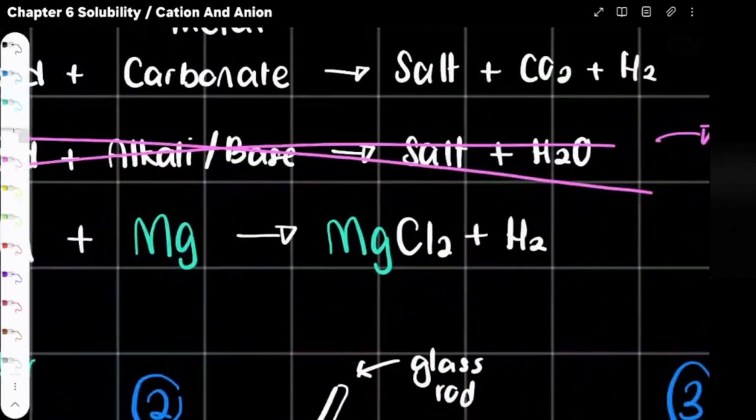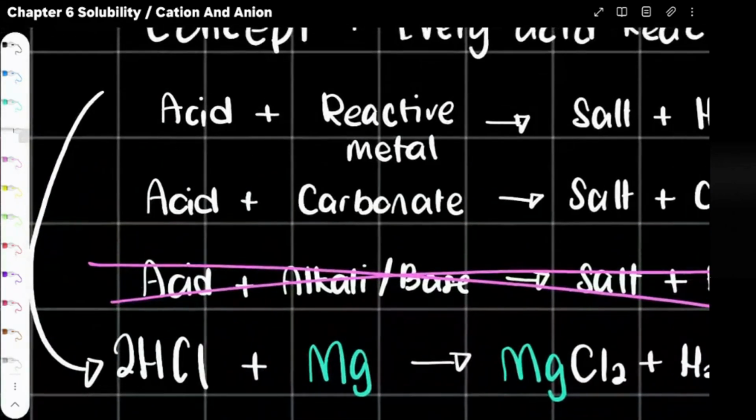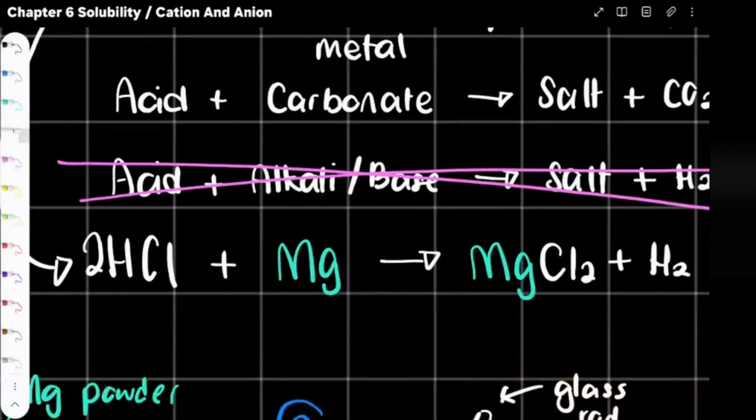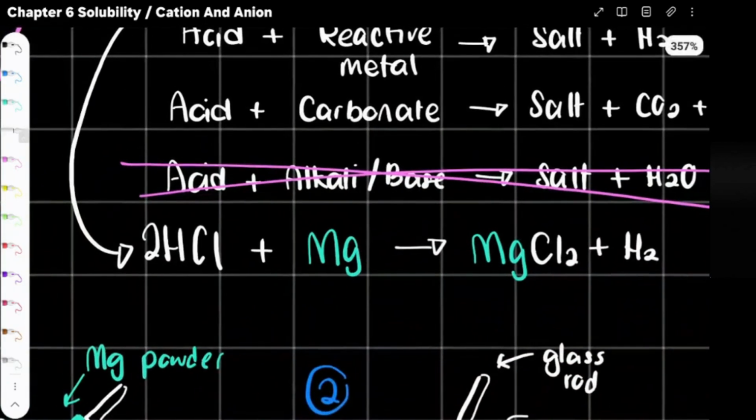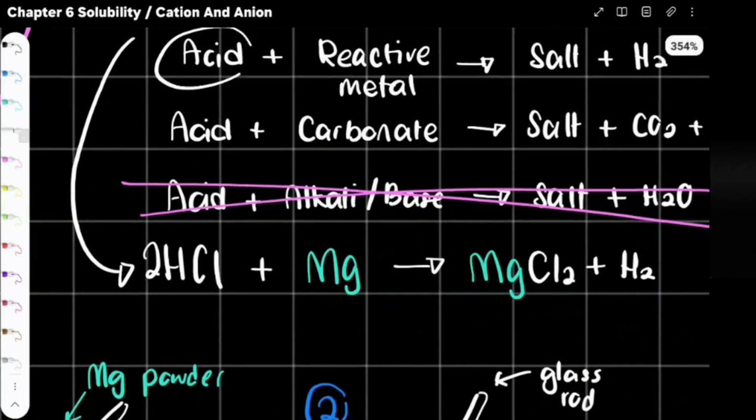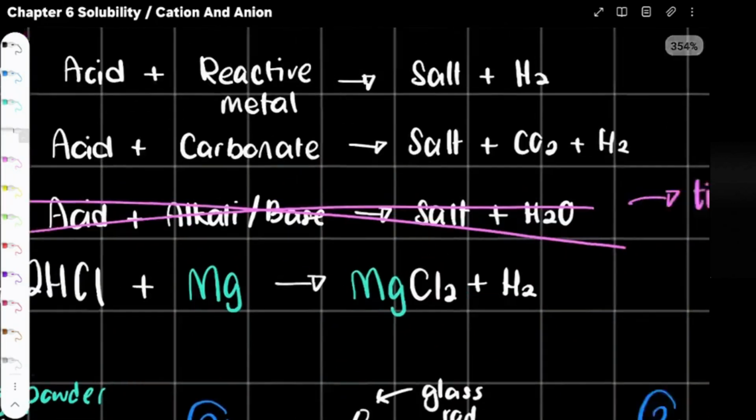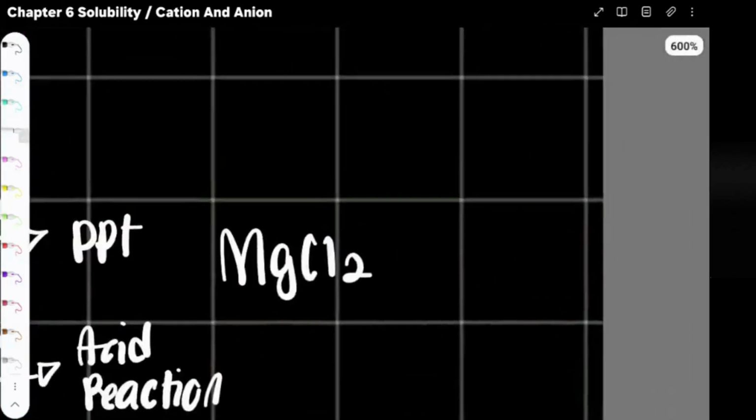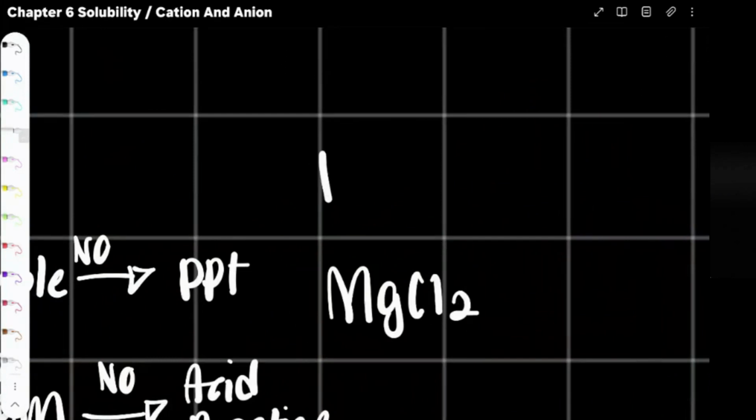Now of course we're going to use the reactive metal. Reactive metal is like this. I'm too lazy to explain because I assume that you guys know already, right? We want to use an acid. So what acid? Look here. MgCl2. What acid? Of course, HCl.